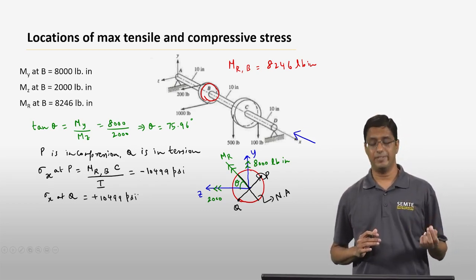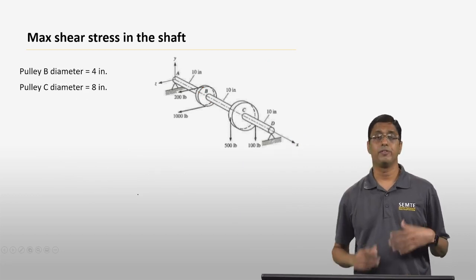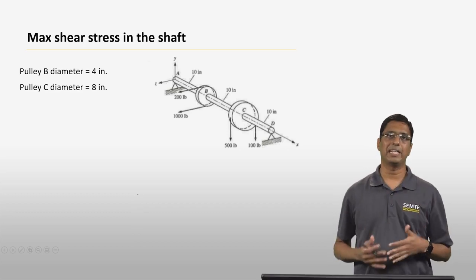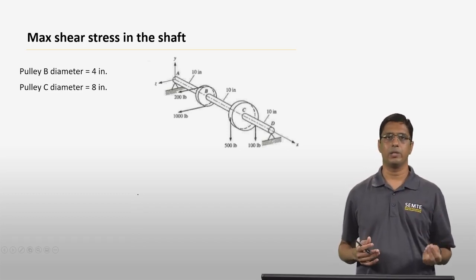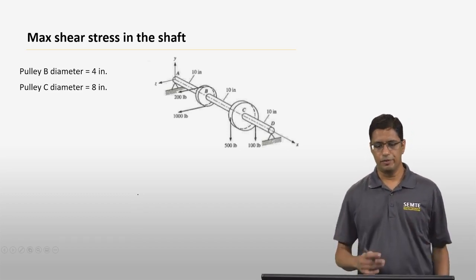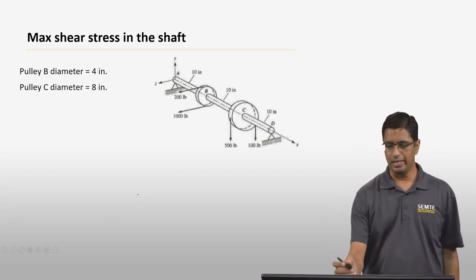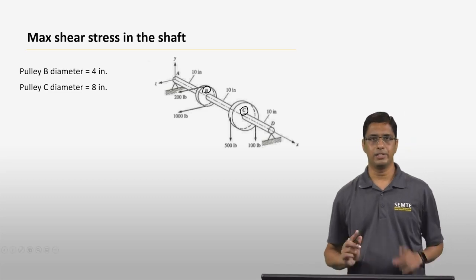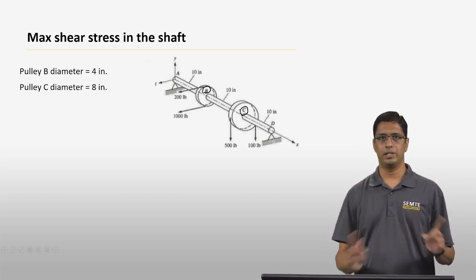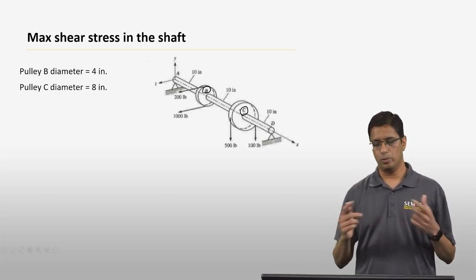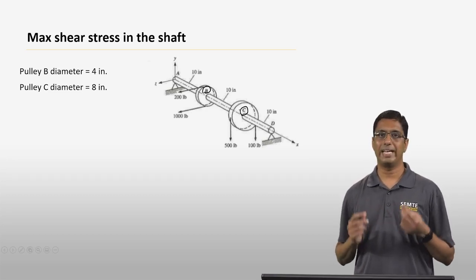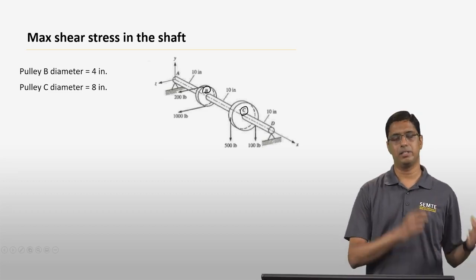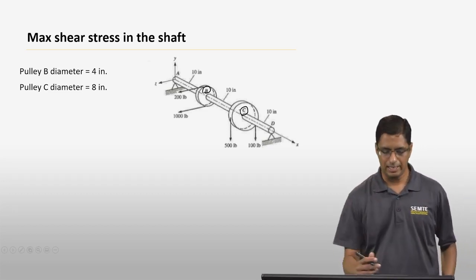The only thing that is left in the problem is to find out now what is the maximum shear stress in the shaft. And for finding the maximum shear stress, you have to construct what is called a torque diagram. So if you look at this particular problem, you essentially have two pulleys, B and C, and you have unequal forces on the two sides of the pulley. Okay? So what you can do is you can find out what is the external torque that is being applied at pulley B and pulley C, and that is fairly simple.